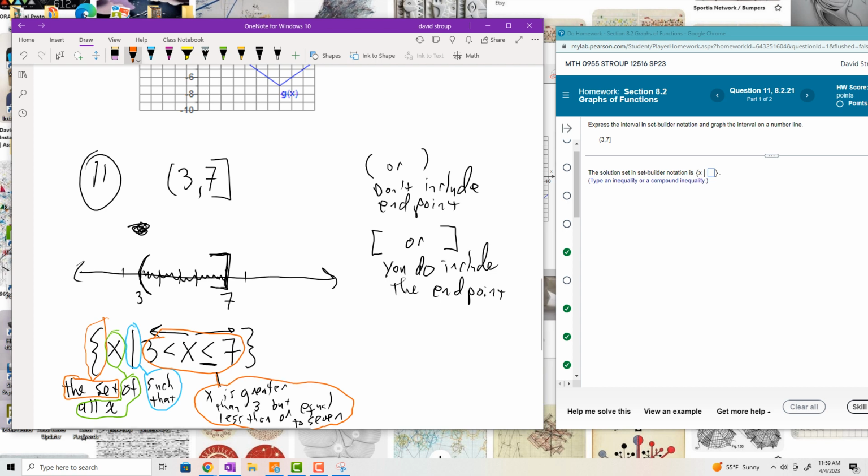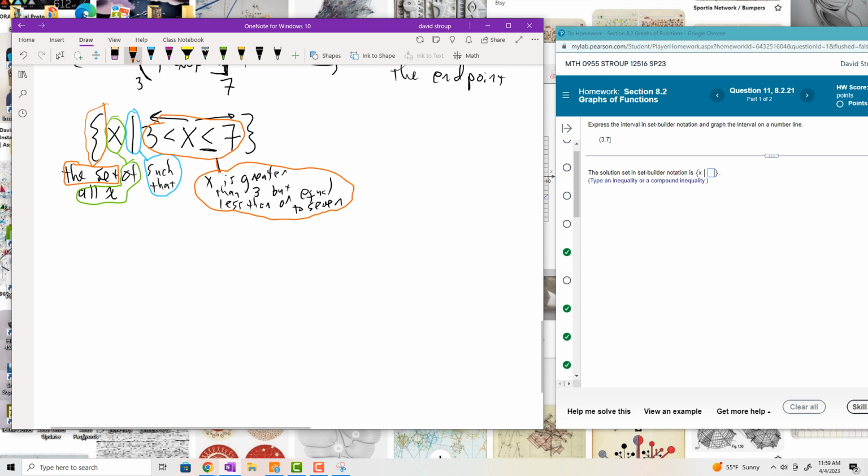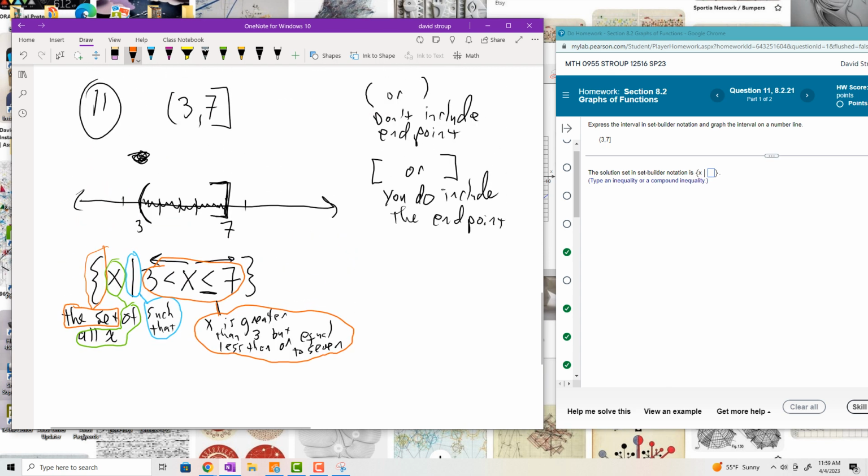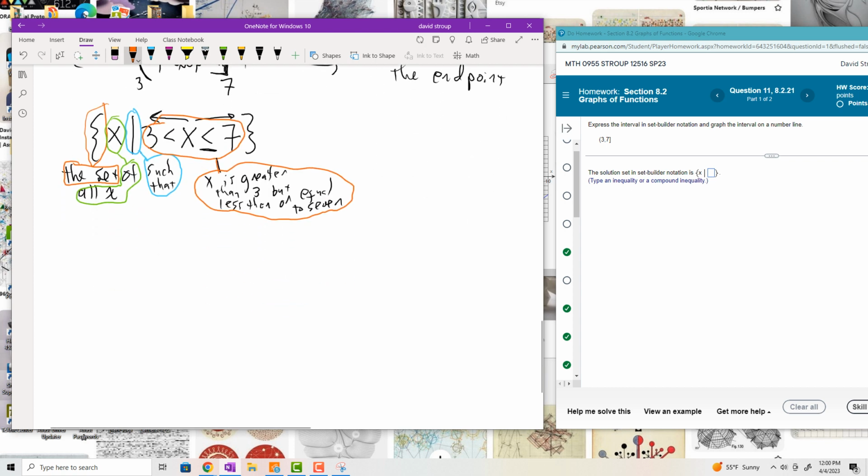They say all mathematics can be put in terms of sets. The programming language of mathematics is set theory, is what they call it. And we can describe intervals in that way. It's a little bit quicker than writing all that out: the set of all x such that x is greater than 3 but less than or equal to 7. So maybe some extra definitions are in order here.